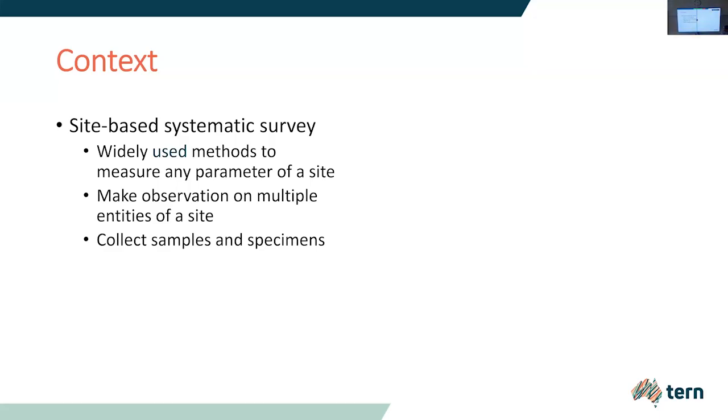To provide a bit of context, the site-based systematic survey is a widely used method to collect observations at a site. It is a common practice used by every state government agency, as well as a lot of researchers. If you take Queensland, there are around 18,000 sites across Queensland just for the vegetation survey. And they have another database called WildNet, with similar sites for the fauna survey as well.